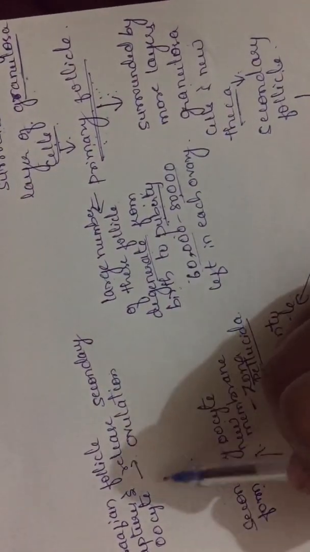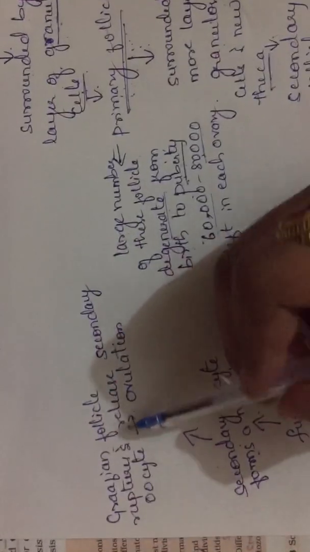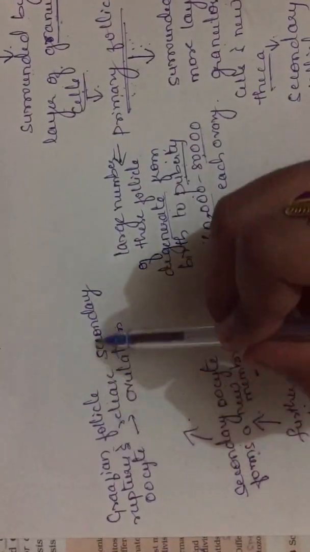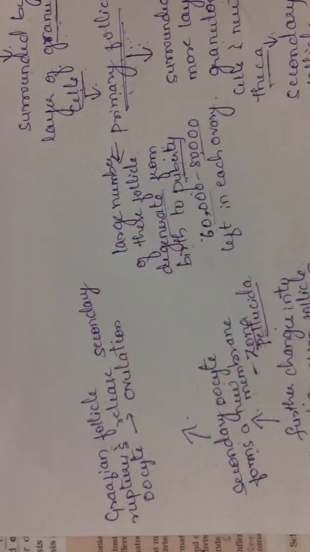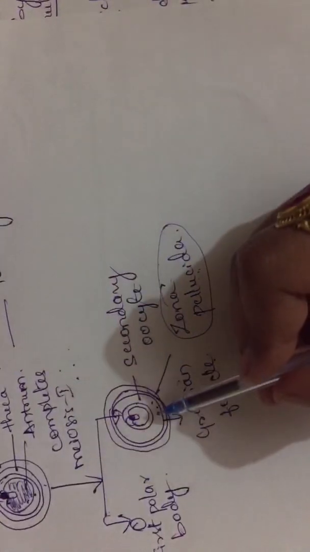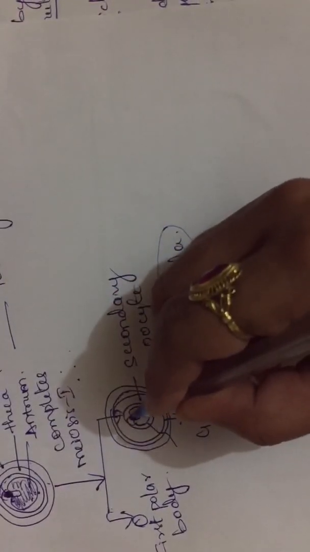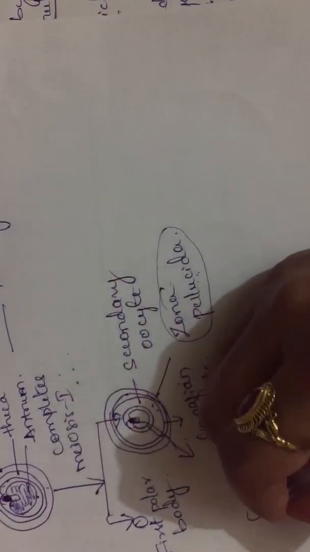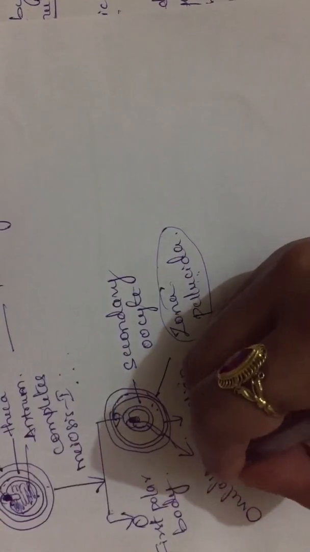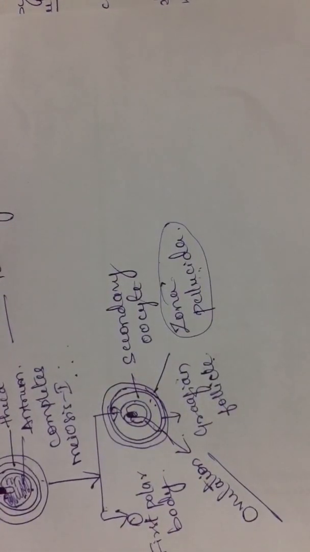Now the secondary oocyte is within the Graafian follicle, which will rupture. Later the Graafian follicle will get ruptured and release the secondary oocyte. So what Graafian follicle have we said? Now this we said is the Graafian follicle. This Graafian follicle will get ruptured and it will release this secondary oocyte outside. For that process we call it ovulation, right?